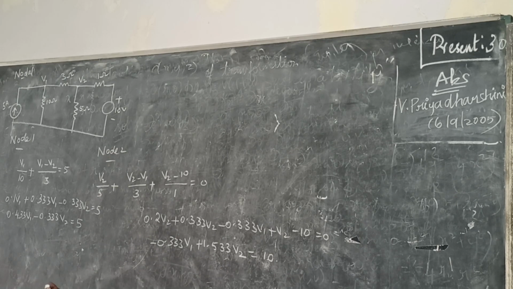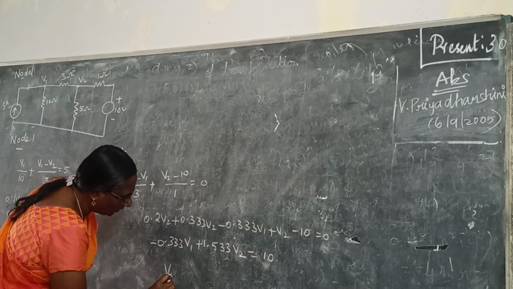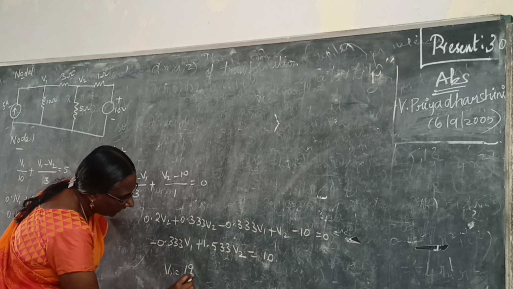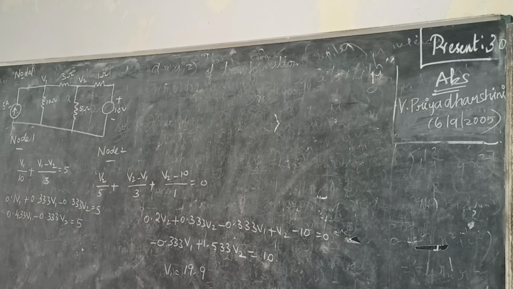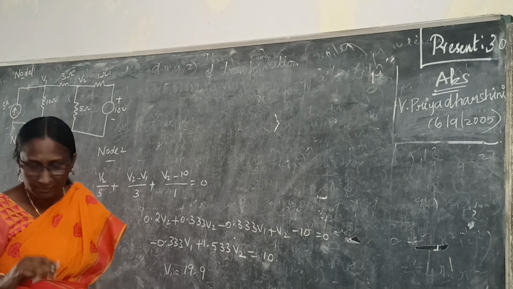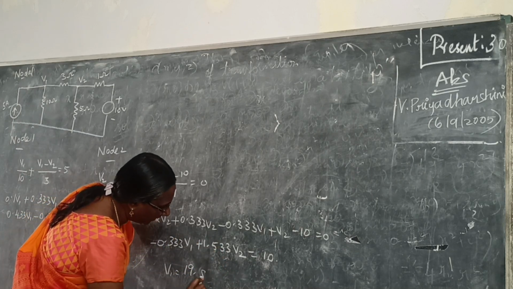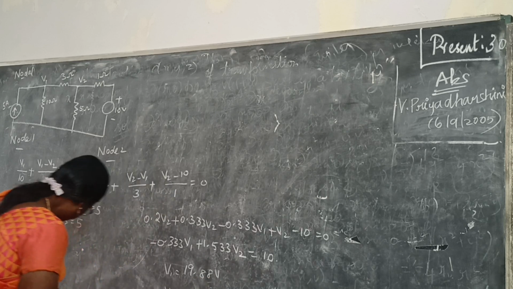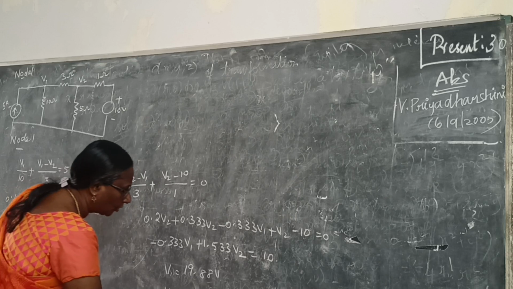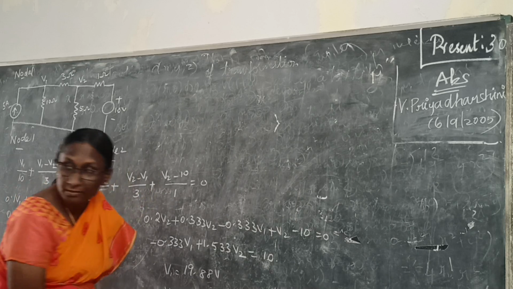Listen, what is V1? V1 is equal to 19.888. My answer: 19.888 volt. Then V2 is equal to 10.84 volt. Students, have you all got this value?